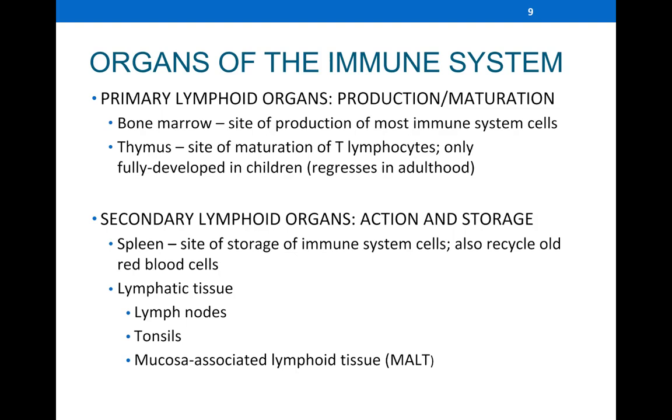Whenever the RBC matures after 120 days, senescent RBCs will be stored and degraded in the spleen. Some of the lymphatic tissues are also considered secondary lymphoid organs. These are the following: your lymph nodes, your tonsils, and your mucosa-associated lymphoid tissue or MALT.